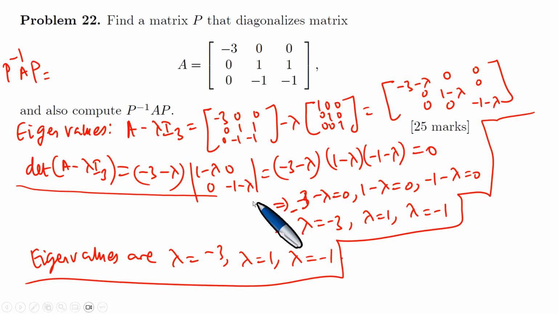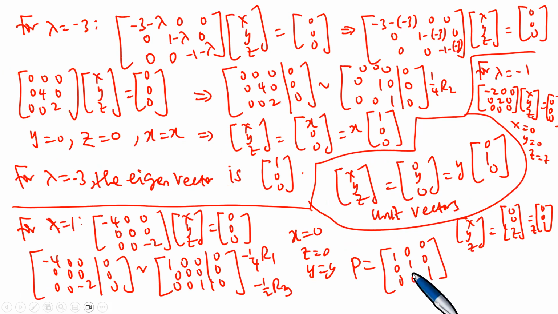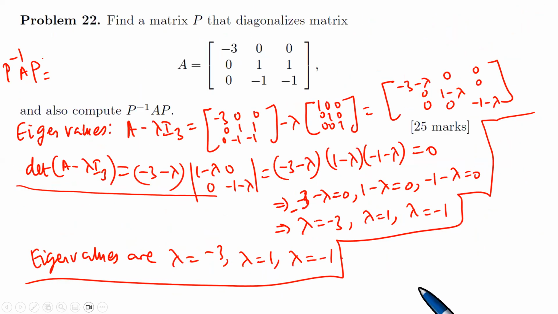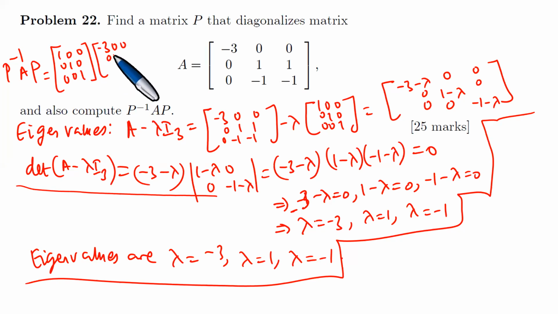Okay, P inverse, this is like the identity matrix. So the inverse is the identity. We can find the inverse, but for the identity matrix, the inverse is itself. So for the identity matrix, the inverse is going to be like this. It doesn't change. Minus 3, 0, 0. P becomes the same thing. 0, 1, 0, 0, 0, 1.